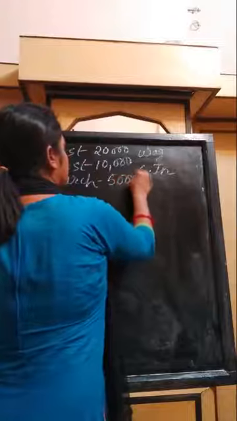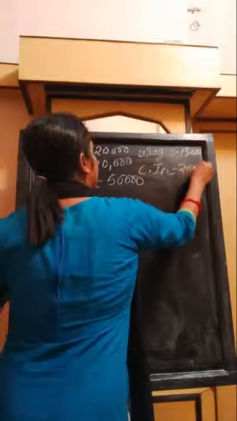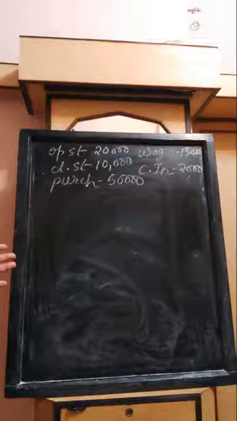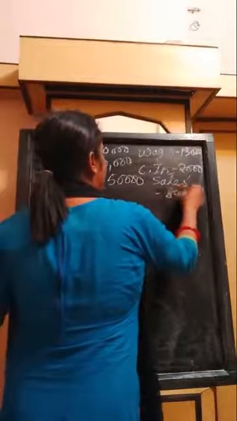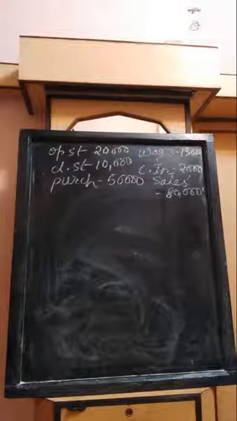Opening stock 20,000, closing stock 10,000. Then purchase is given to you as 50,000, wages 13,000, carriage inward 2,000, and last but not the least, sales 80,000. This information is provided to you, and you are asked to find out the stock turnover ratio.